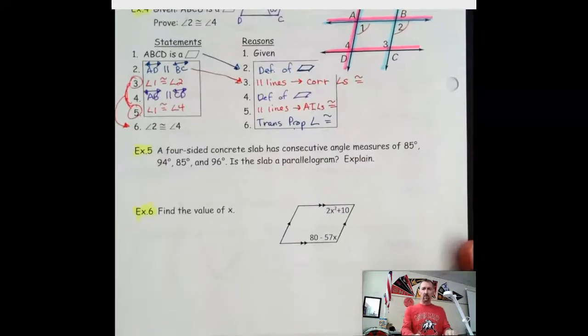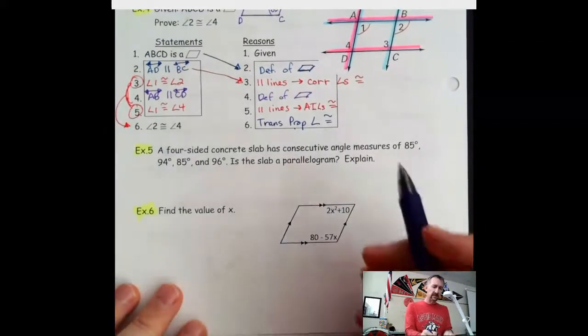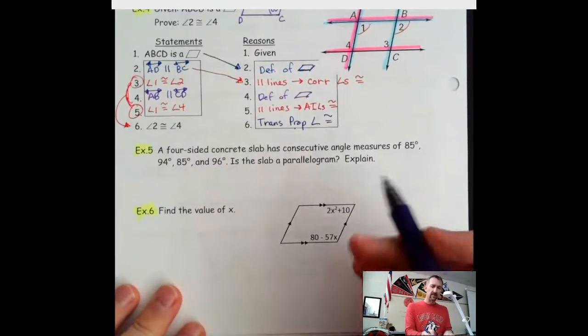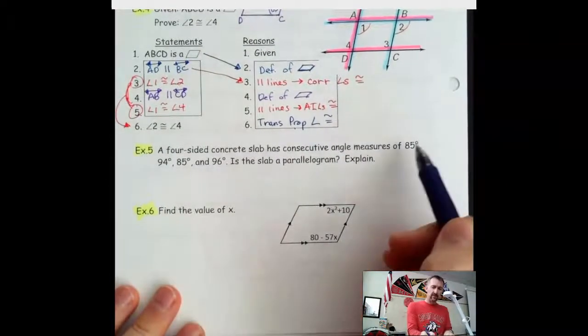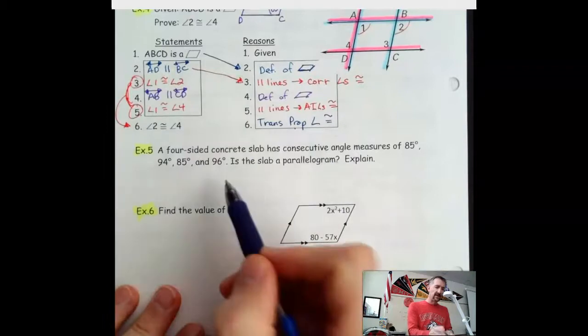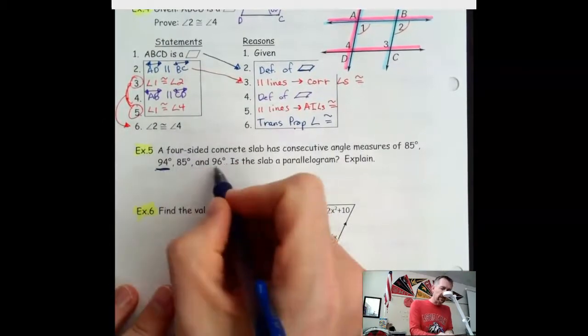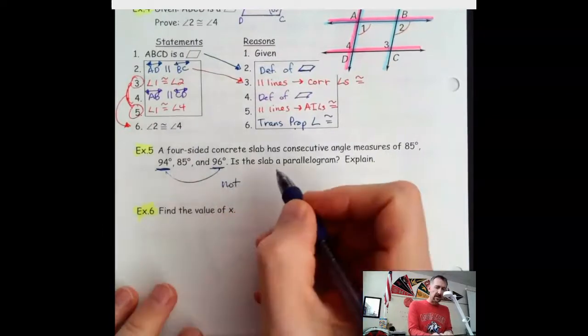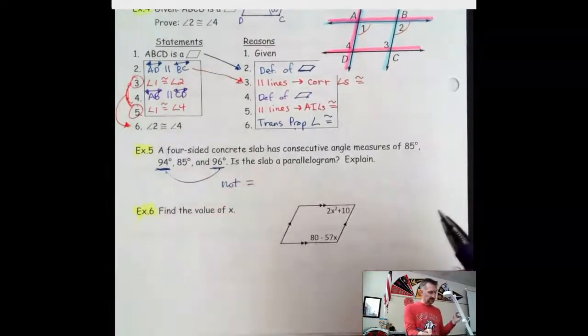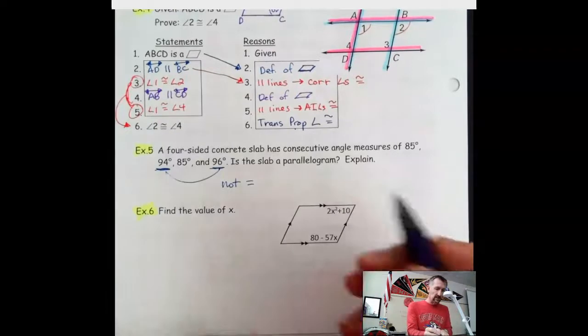Alright, a four-sided concrete slab has consecutive angles that measure this. Is that a parallelogram? Consecutive means one after another, so you're just going around. So 85, 94, 85, 96. So here, these two are not equal, so that means that the angles are not congruent.